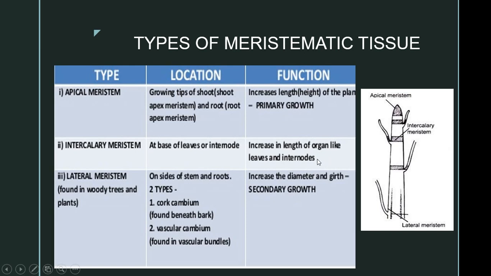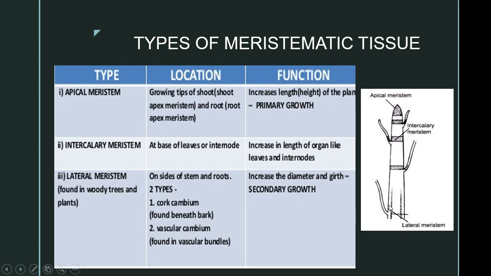What is the importance of intercalary meristem? It helps in increasing the length of organs like leaves and internodes. So the lengthening of the leaf and internode takes place by means of intercalary meristem. And the last type of meristem is called the lateral meristem. This type of meristem is seen in woody trees and plants which have a woody texture, and it is seen on the sides of the stem.